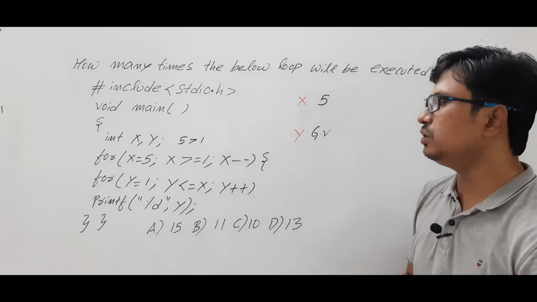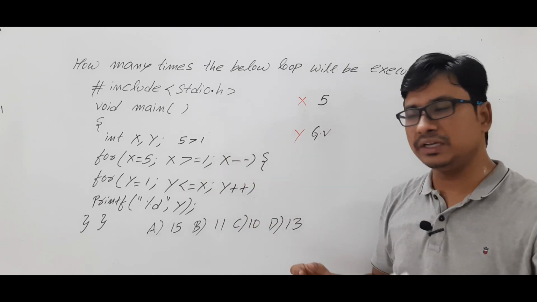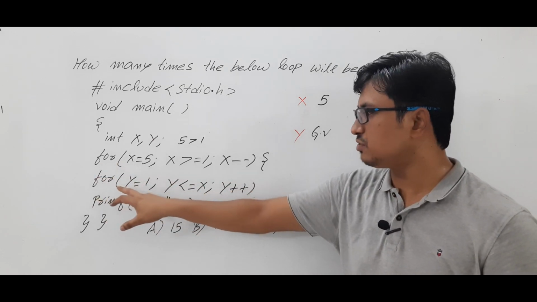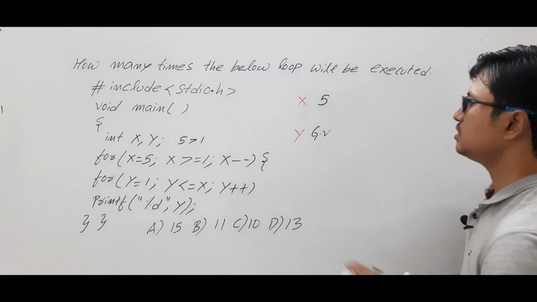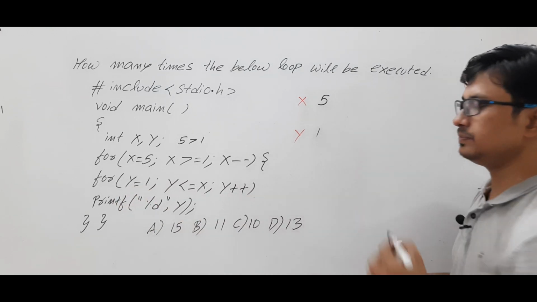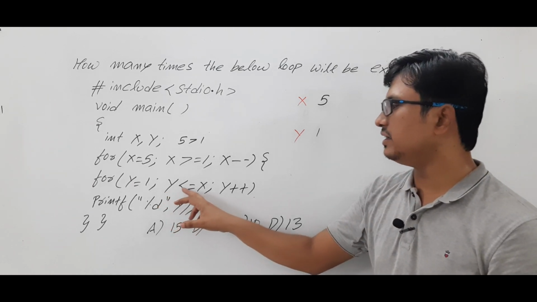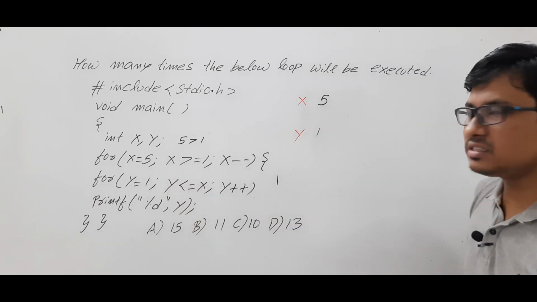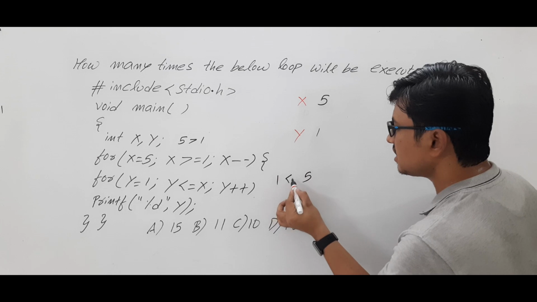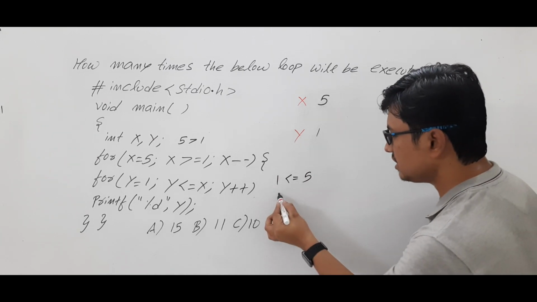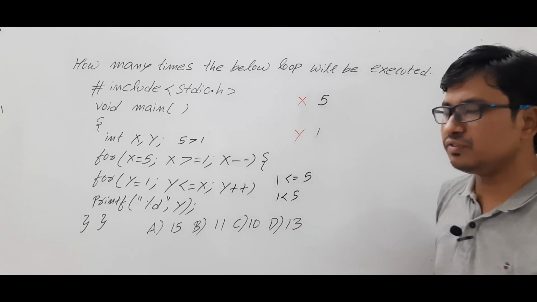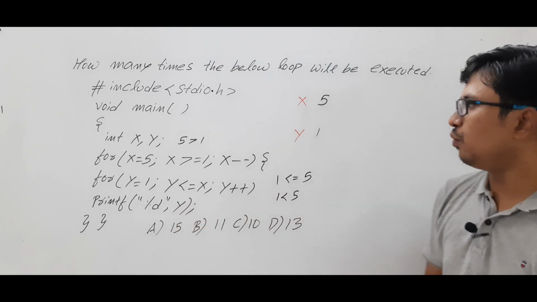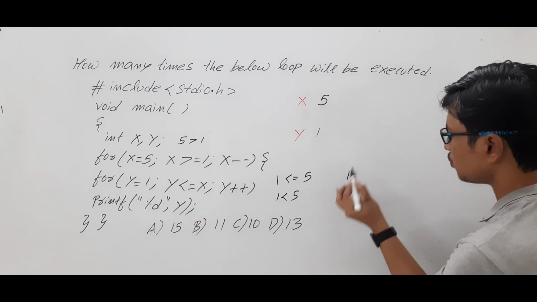If this condition is true, whatever statements are there in the for loop need to be executed. So the statement is another for loop. This is an inner for loop. In this inner for loop, you have y is equal to 1. So y will get the value 1. Then you will have a condition y less than or equal to x. What is the y value? 1. What is the x value? 5. 1 is less than or equal to 5, yes. So this condition is true. If this condition is true, this statement will be executed: printf("%d", y). So you will get output as 1.